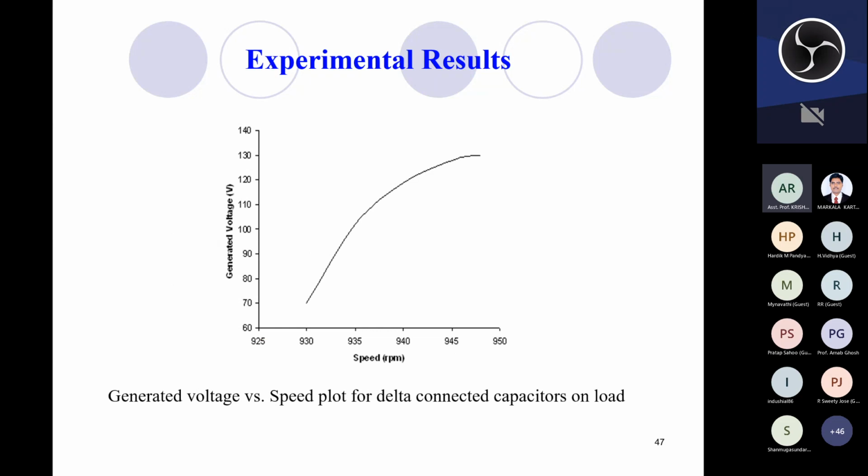And this is the plot when some load is connected. So again you can see when load is connected, a higher speed is required to initiate the voltage build-up procedure. These experiments are performed just to check whether the value of capacitors is correct or not.